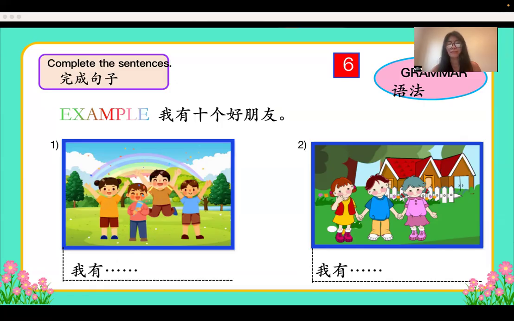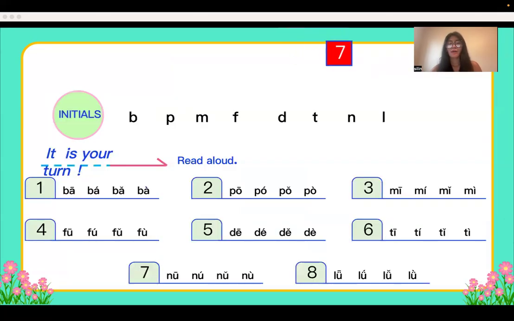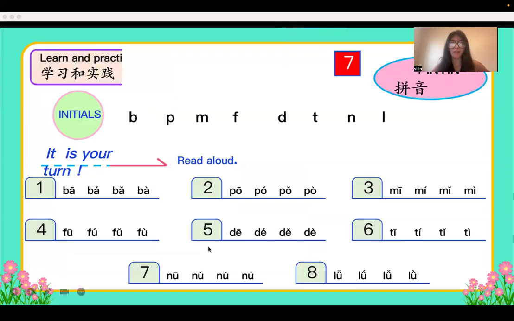Okay, we already made this one. So remember we learned the finals before, and now we're about to learn initials. Initials. So letter B in Chinese we say 波. Okay, let's listen. 波 波.